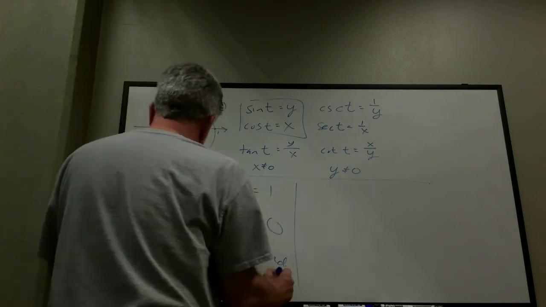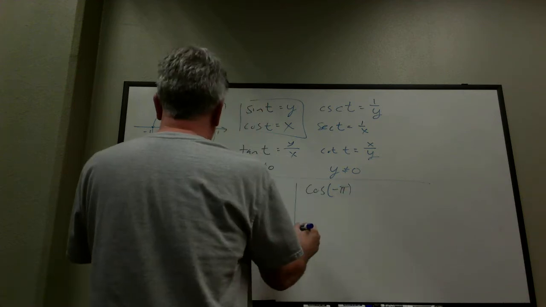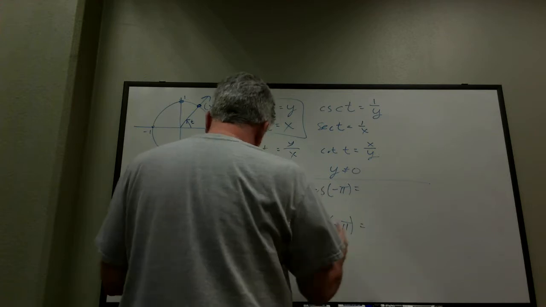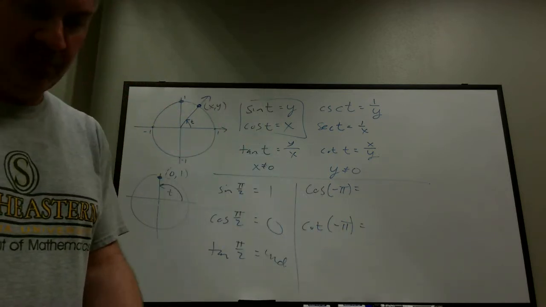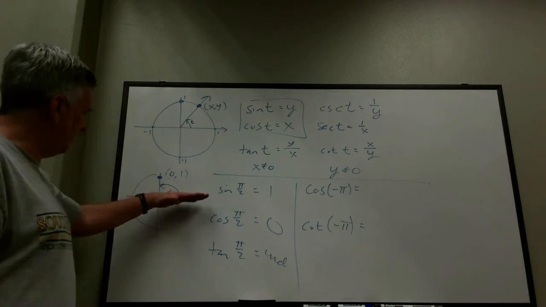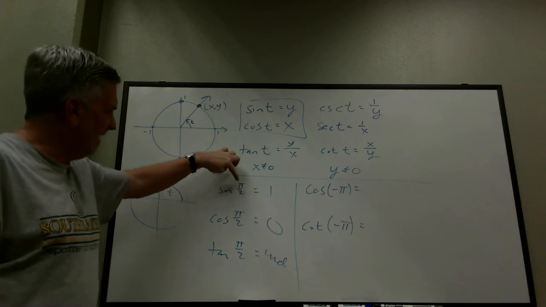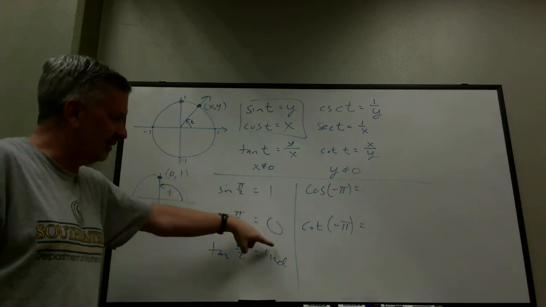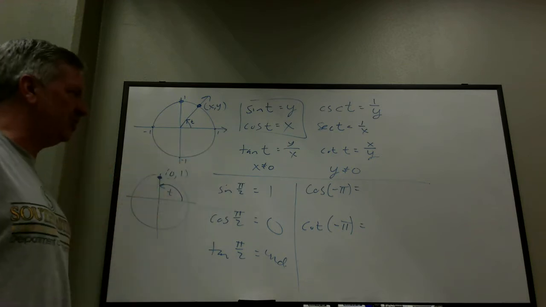Okay, the next problem says, same thing, let's find cosine of minus pi, and let's find cotangent of minus pi. So again, we're doing radians here. All these are radians on this first one. We could do this in degrees, right? If this had said sine of 90 degrees, it'd still be the point 0, 1. So sine of 90 degrees would be 1, cosine of 90 degrees would be 0, tangent of 90 degrees would be undefined. It's not the units of the angle that matter, it's just what point you're using.